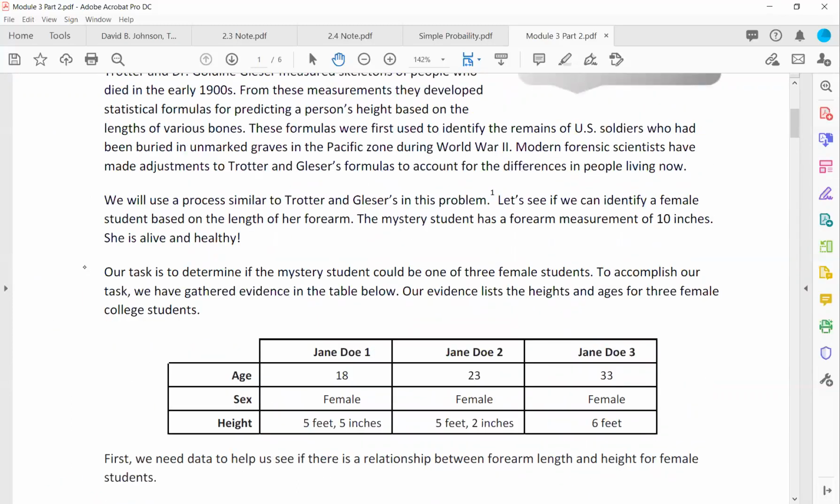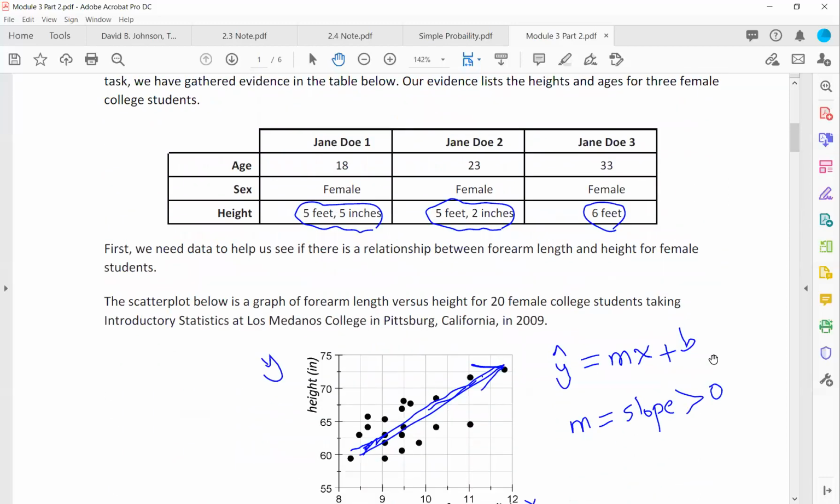The age 18 and the height 5 feet 5 inches. Remember that you need to convert each of these into inches. So first convert the height of the first student into inches, the height of the second student into inches, and the height of the third student into inches. Why is that? Because our vertical axis is height in inches. Here you have to convert each of the heights into inches to check to see which one best matches the predicted value by our regression line.